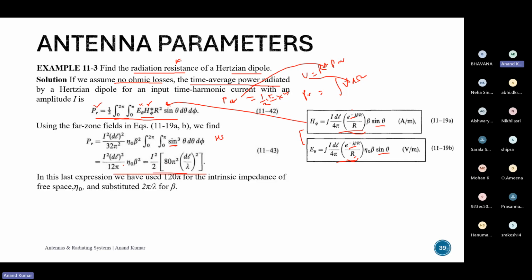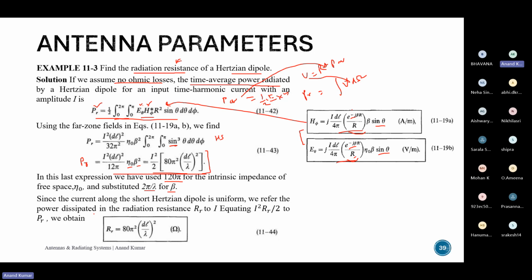Over here, some things were simplified. For example, instead of eta naught, we have substituted 120 pi, since we know the intrinsic impedance of free space. And 2 pi by lambda was substituted for beta. We ended up with this expression. So this is the radiated power of the Hertzian dipole.